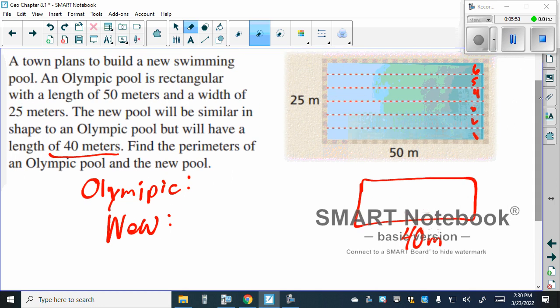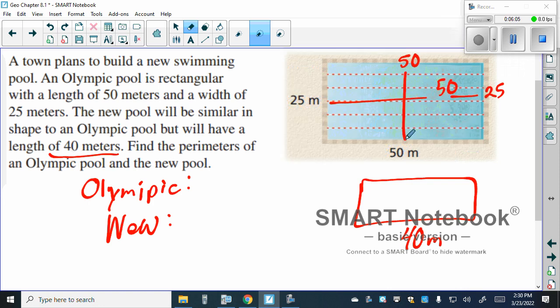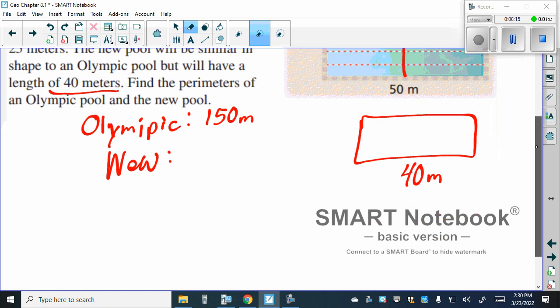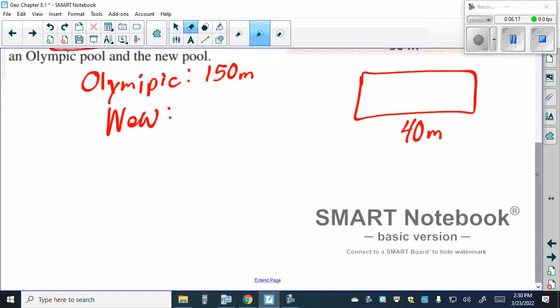Well, we can figure out the Olympic's, because this is 50 and this is 25, because 25 plus 25 is 50, and another 50 is 100, so 100 plus 50 is 150 meters. Any questions on how we found the Olympic pool's perimeter? No, we like that kind of math, yes?